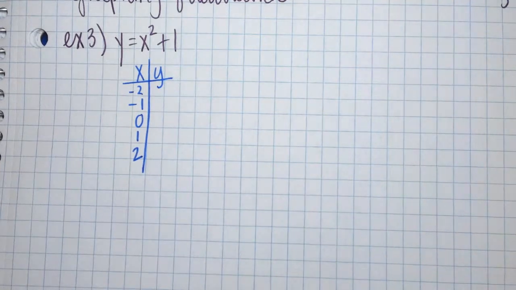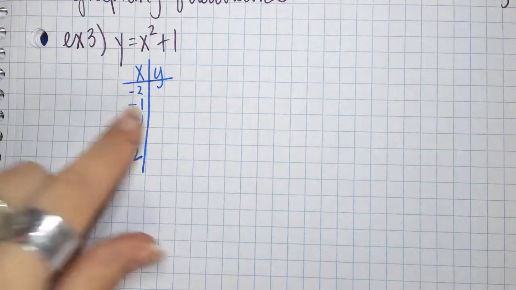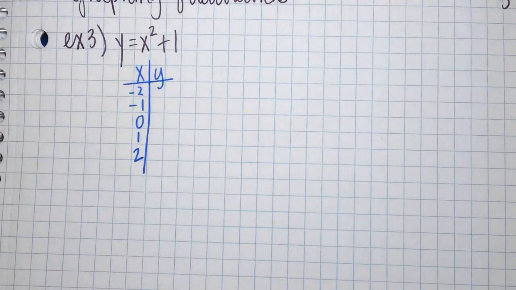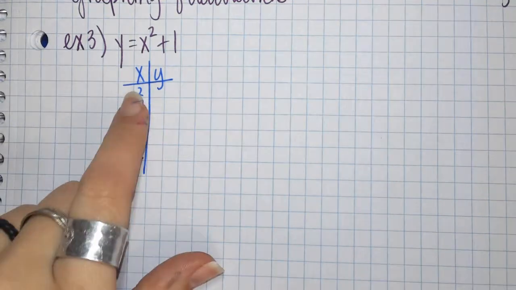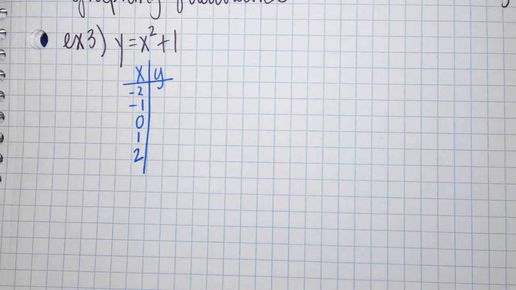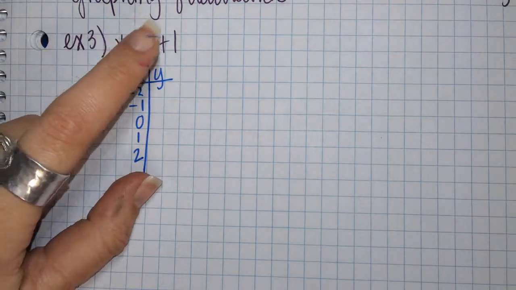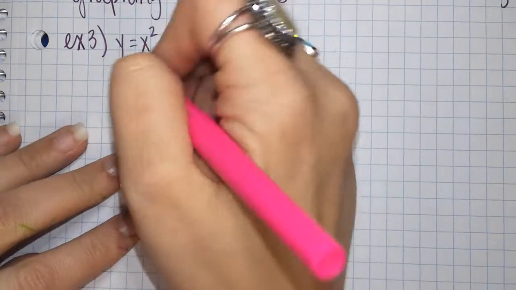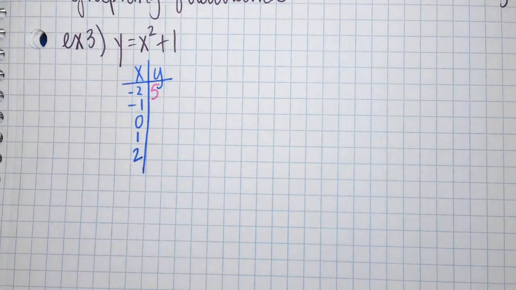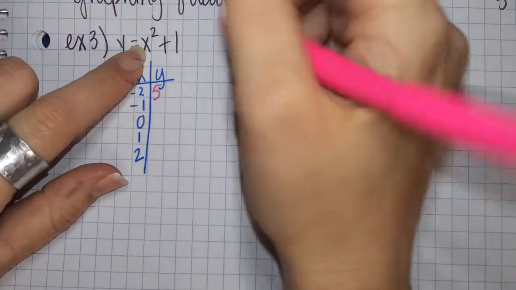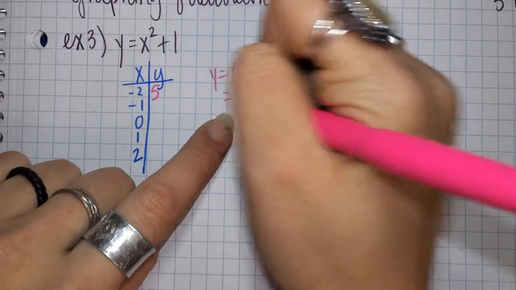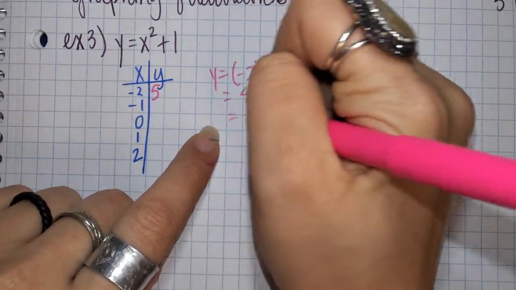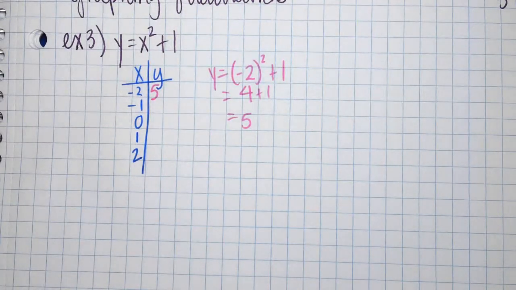Alright. Are we ready? Okay, so we're going to plug this in for x, and we're going to see what our y value is. So we're going to do negative 2 squared, which is what? Positive 4. And 4 plus 1 is 5. Okay, so remember, we're still just plugging it in for x. So we write y equals negative 2 squared plus 1. Negative 2 squared is 4. 4 plus 1 is 5. That's all we're doing.